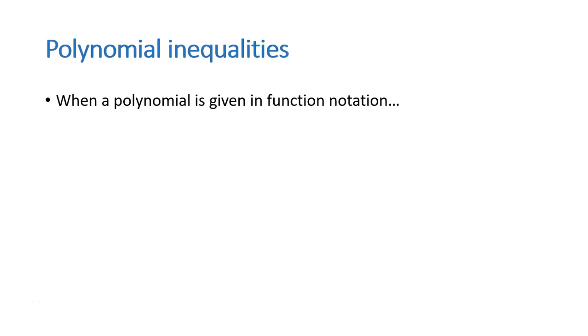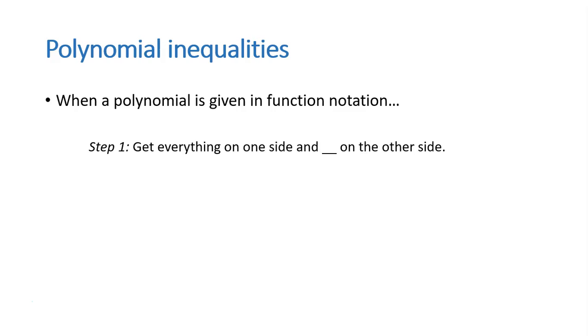Now let's talk about what happens when we're not given a graph. So when a polynomial is given in function notation, in other words, we have f of x is equal to a rule corresponding to our function, our first step to solve an inequality is get everything on one side and 0 on the other side. So sometimes we have an inequality, in other words, we've got less than, greater than, less than or equal to, greater than or equal to, but we have things on different sides of the inequality sign. So the polynomial is not all combined together. Part of it's on the left, part of it's on the right.